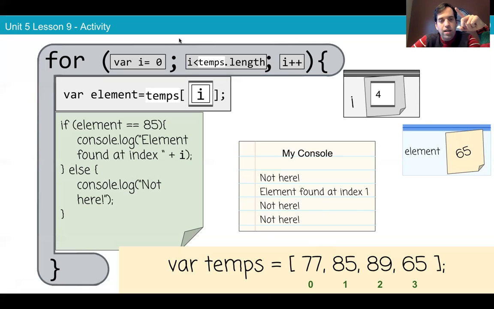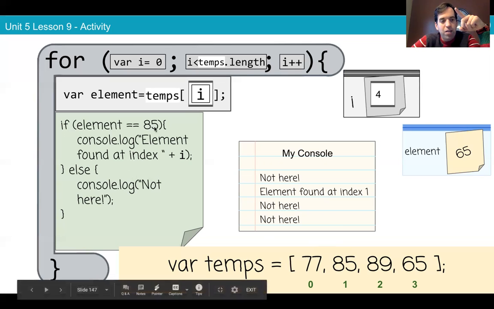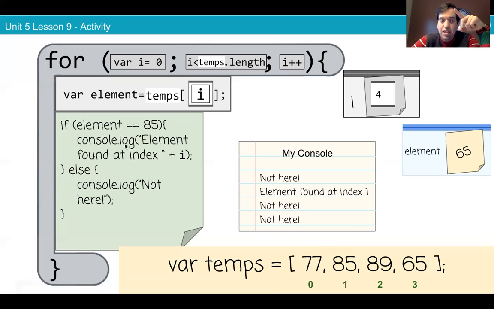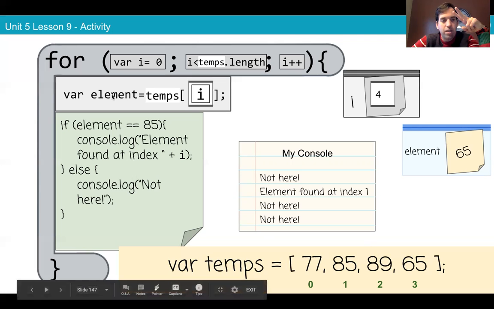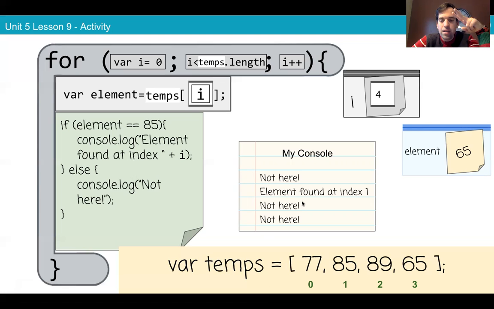Then i becomes 1. 1 is still less than 4, so we run this again. Now temps[1] is 85. If element is 85, this time it is. We are going to be printing out "element found at index" plus i. Well, i is still 1, so it's going to say "element found at index 1." Then it's going to start over. Now i is 2. 2 is still less than 4, so we run it. Variable element equals temps[2]. That's an 89, so right now element is 89. That is not 85, so it's going to print "not here."